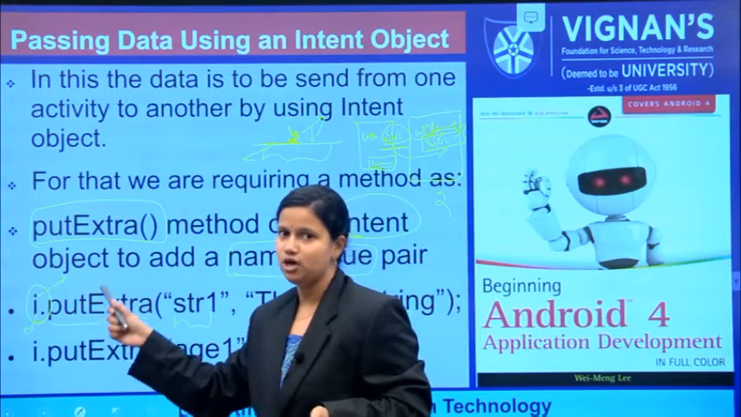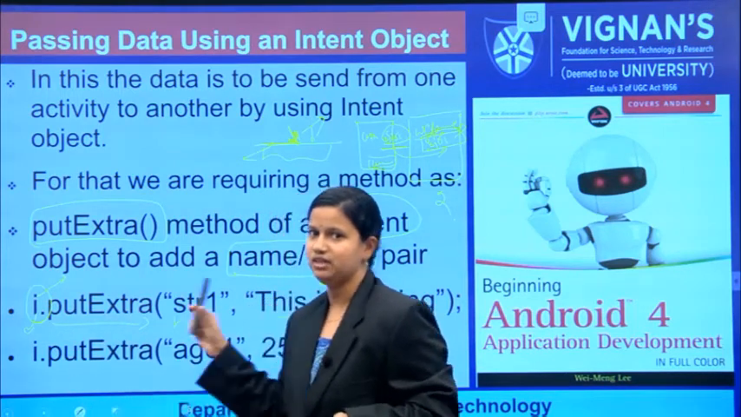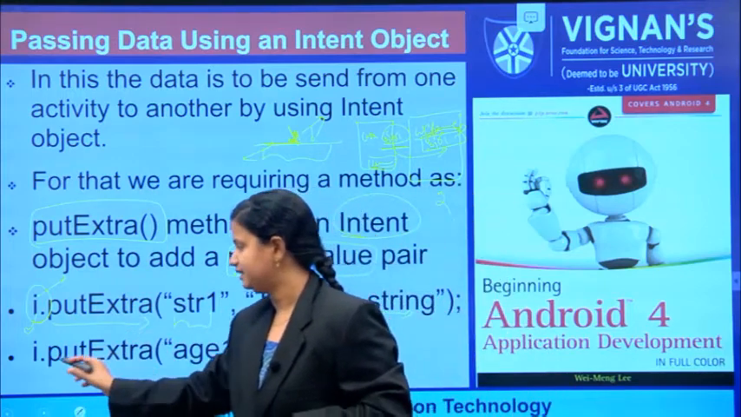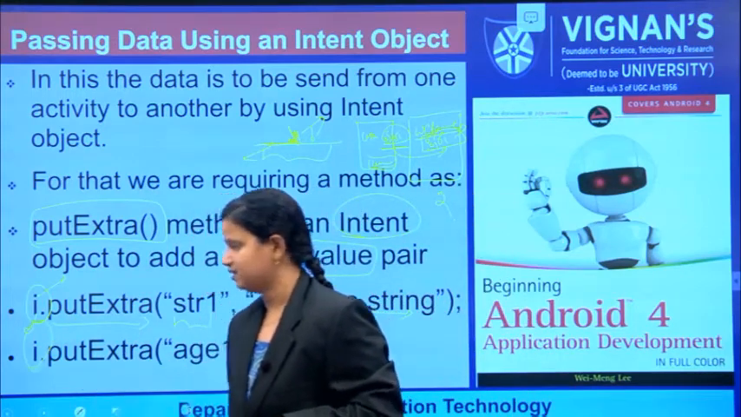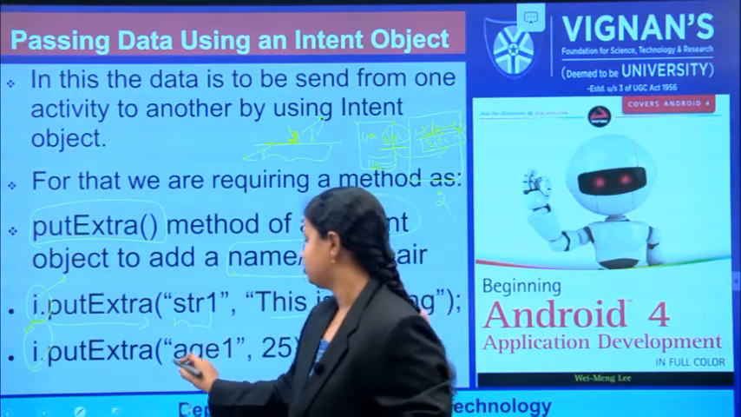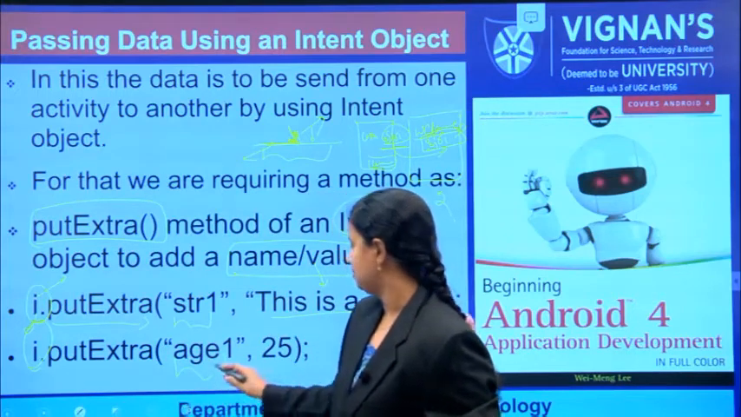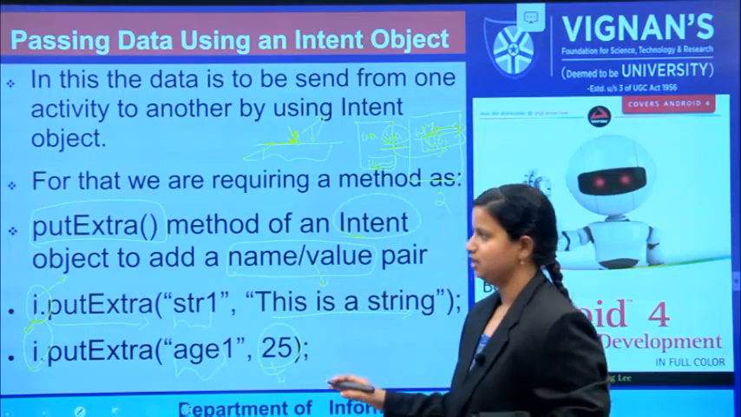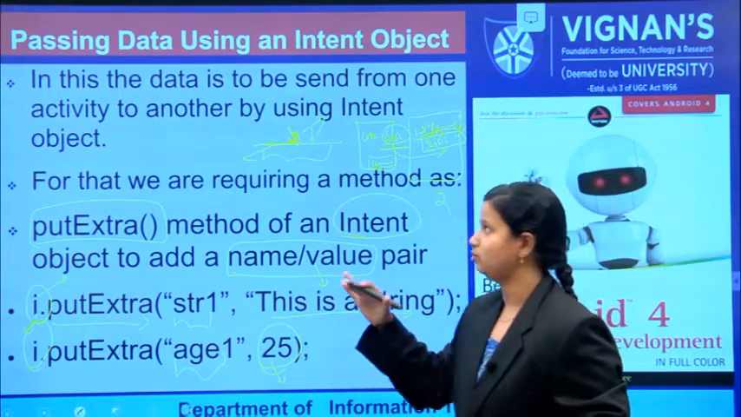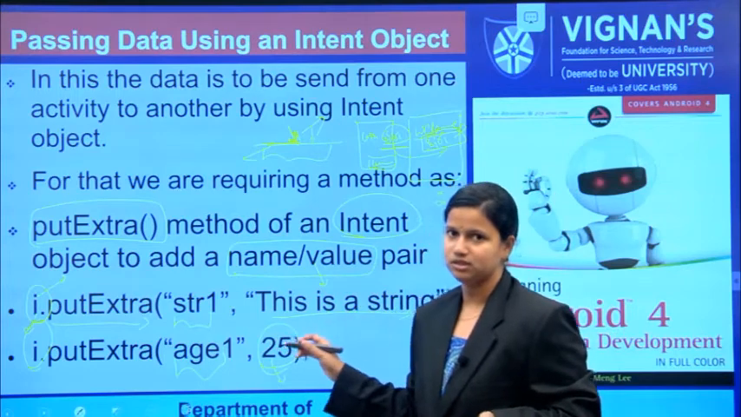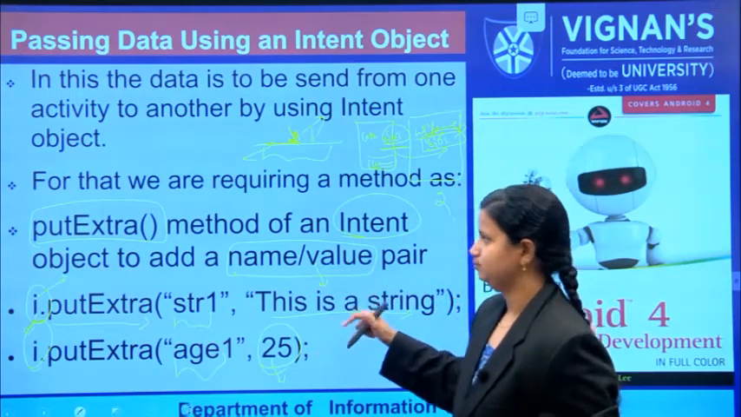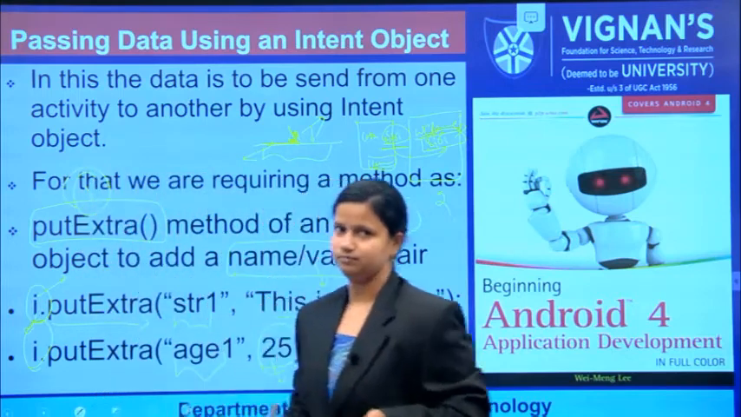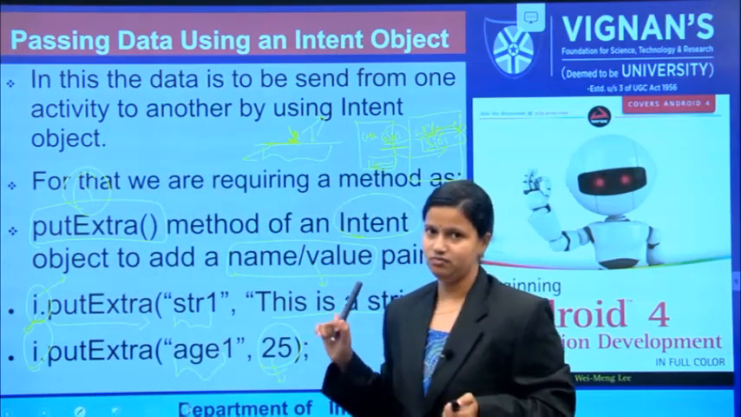Whenever you use the putExtra method, it takes name value pairs. In the same way I set another piece of information, age. Age is the name of that information, and the value is 25. In this way I pass the information for the intent object. This is one way; the first way is putExtra.